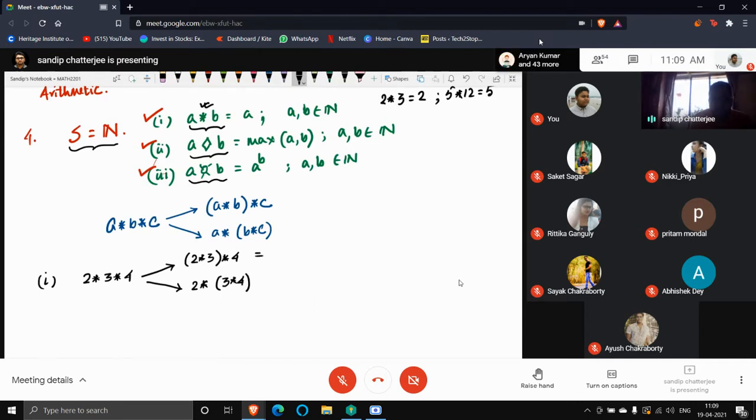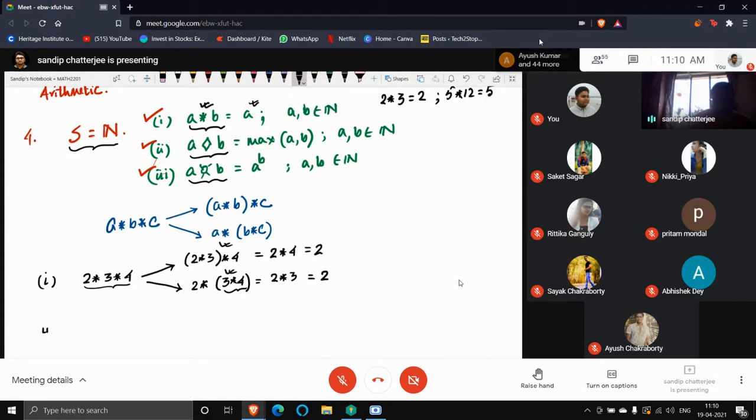Now here, the result will be 2 star 3 as per the definition of the operation. The first element is being preserved. So the answer will be 2 star 4, which means the answer is 2 as per the definition. And here it will be 2 star, where the inner result is 3, and the end result will be 2. So both are the same. It doesn't matter whether you interpret it this way or that way. Nothing changes. The answer is the same.